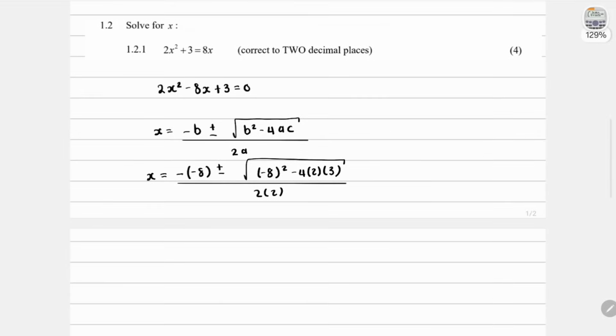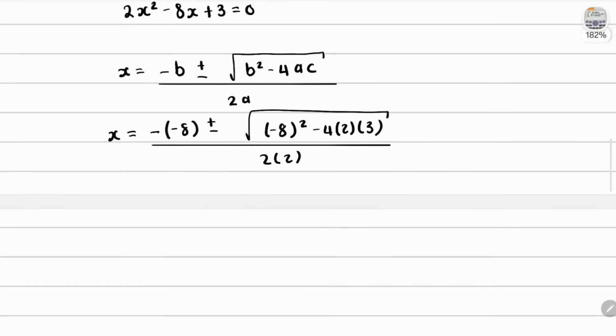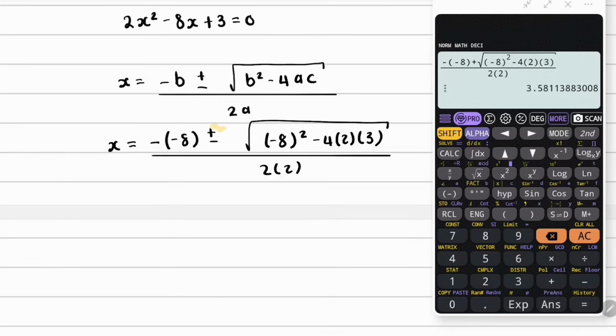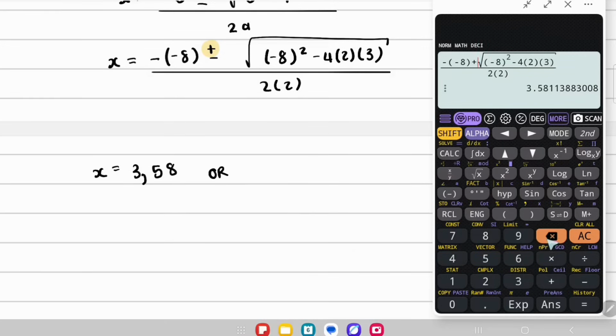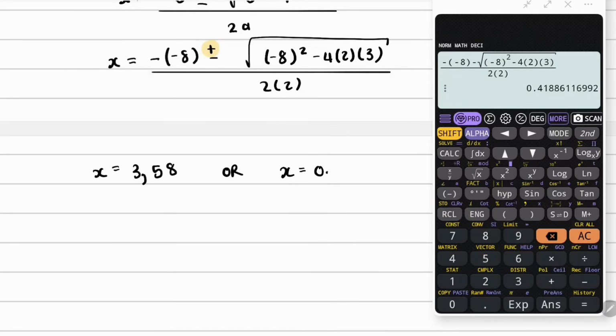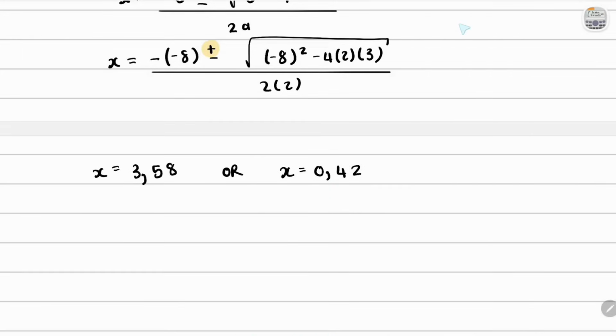Okay, so we just have to get both solutions. So let's try the positive and negative solution. Going with the positive, we get that x is equal to 3.58, rounded off to 2 decimal places. And if we change that to a negative, then x is equal to 0.42, because the second decimal, with the 8, is going to round up to a 2. And those are our solutions.